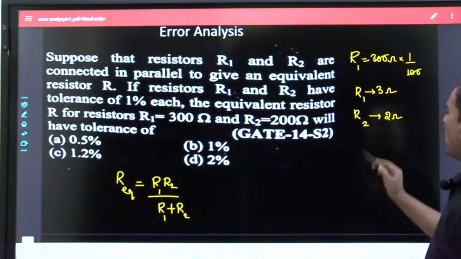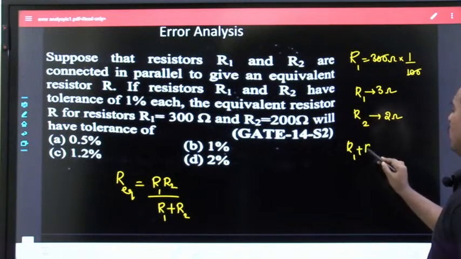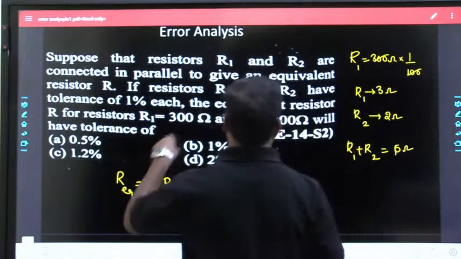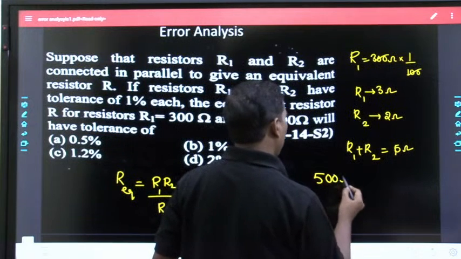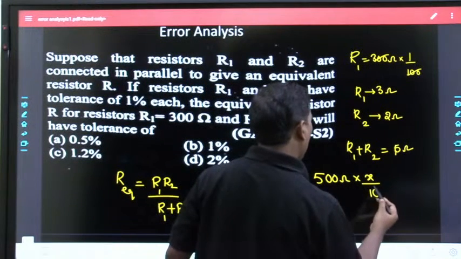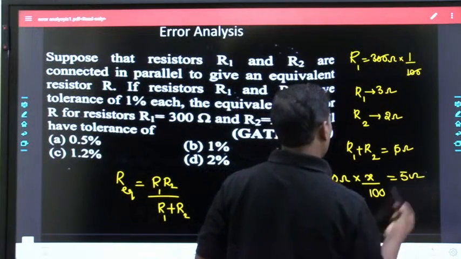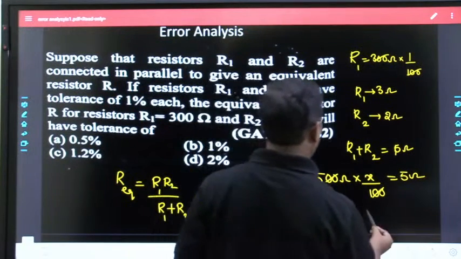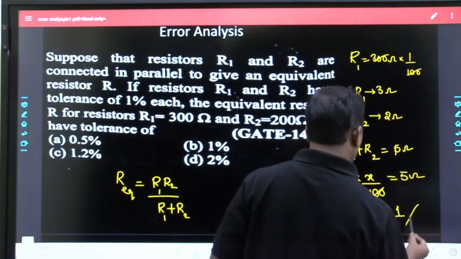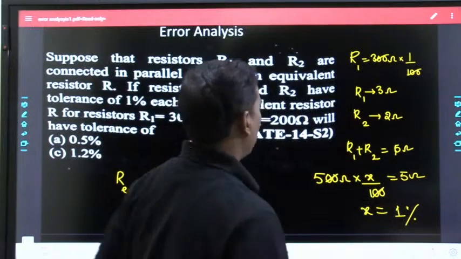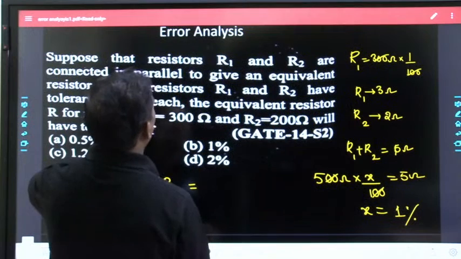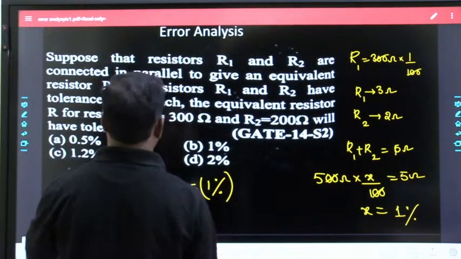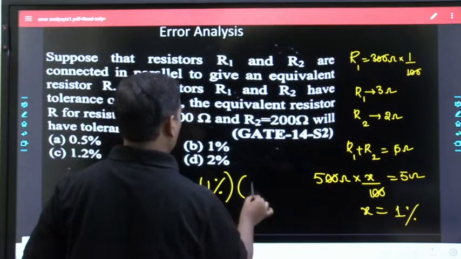Okay. So R1 plus R2 will be how much? R1 plus R2 will be 5 ohms. So R1 plus R2, that is 500 ohms. What percentage of 500 ohms is 5 ohms? If you simplify, you are going to get 1%. Okay? 1%. So what is the percentage of R1? 1%. Okay. What is the percentage of R2? 1%.